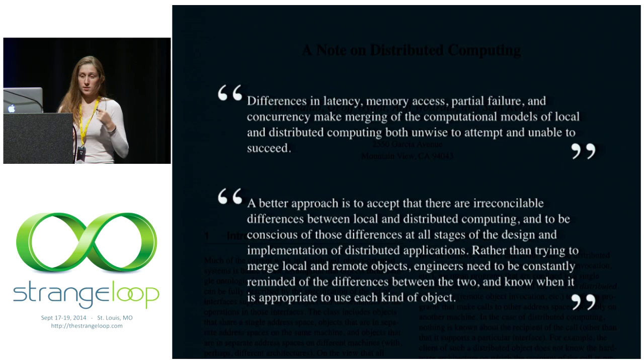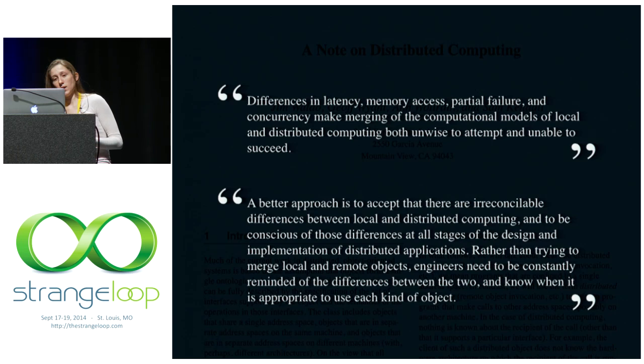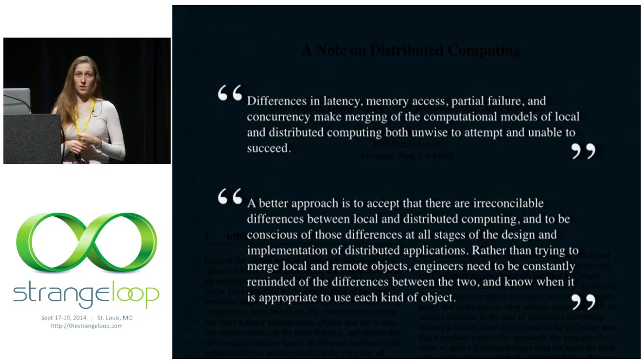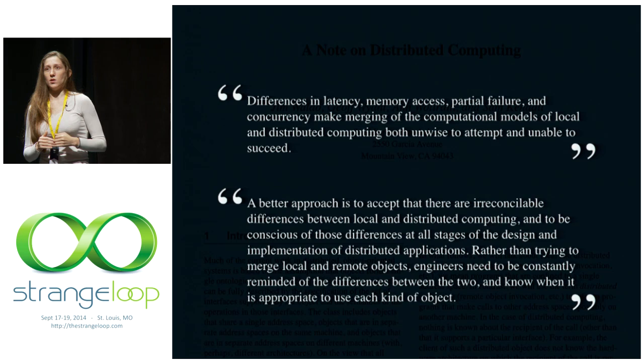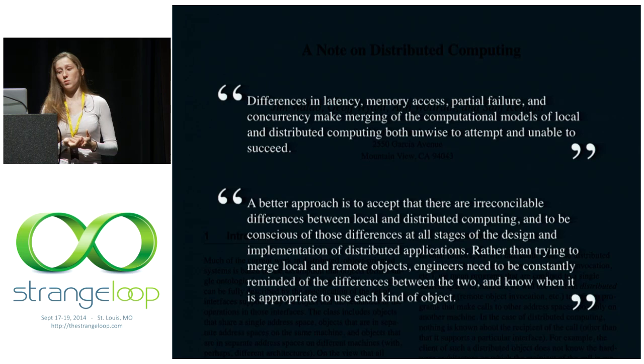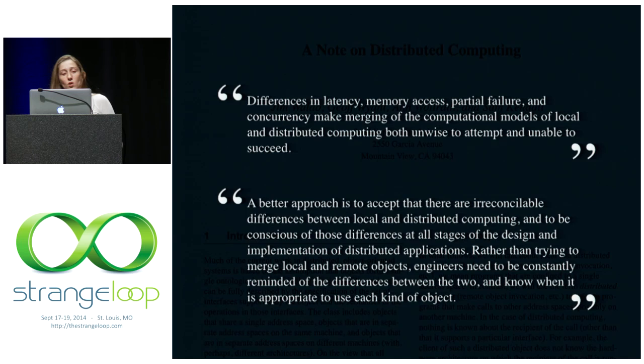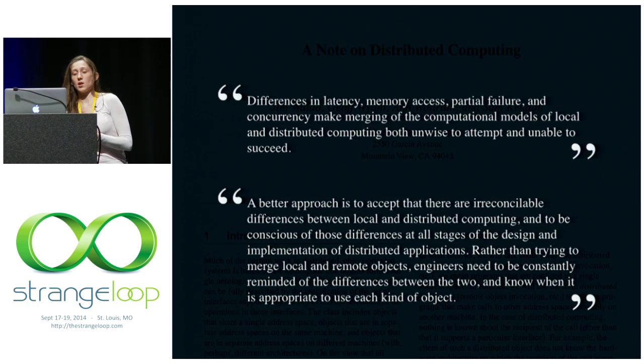Instead, what they say a better approach is to accept that there are irreconcilable differences between local and distributed computing, and that one should be conscious of those differences at all stages of the design and implementation of a distributed application. That means that if you have a whole sandwich of different users who are trying to build something that should be talking to different machines, all users should be aware of latency. All users should be aware of communication. You should not try to be transparent. So rather than trying to merge local and remote objects, engineers need to constantly be reminded of the differences between the two and know when it is appropriate to use each kind of object.